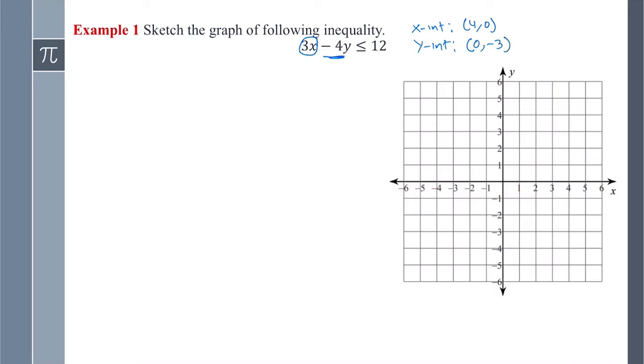Once we have the x and y intercepts, we graph them and draw the line. The x-intercept is (4, 0), which is right here, and the y-intercept is (0, negative 3), which is right here. Now, this inequality has an equal sign as well, which means we'll draw a solid line. If this was a strict inequality, we'd have drawn a dashed line.